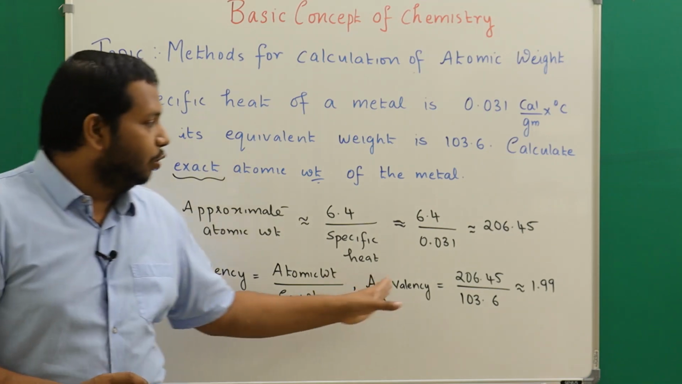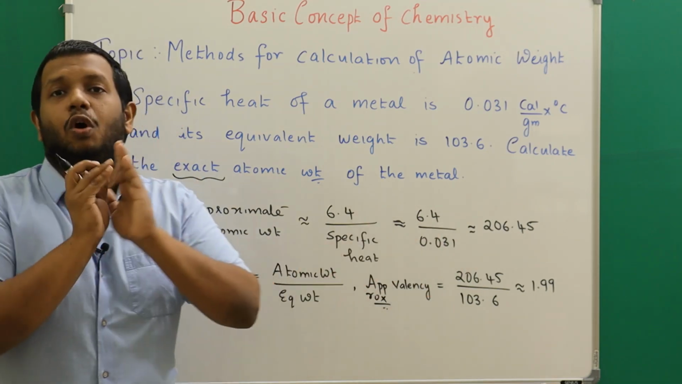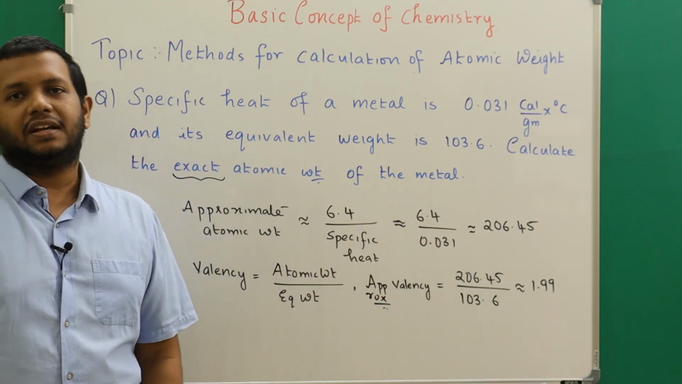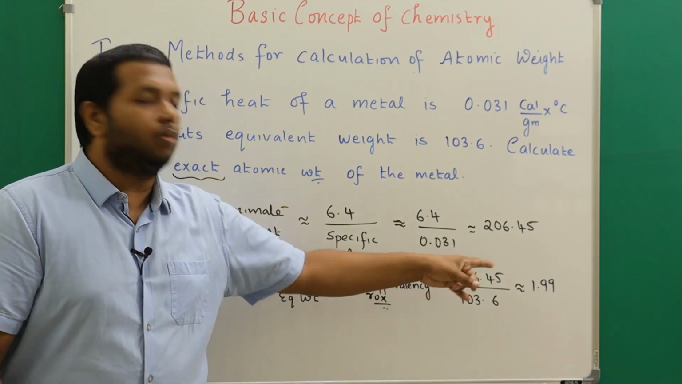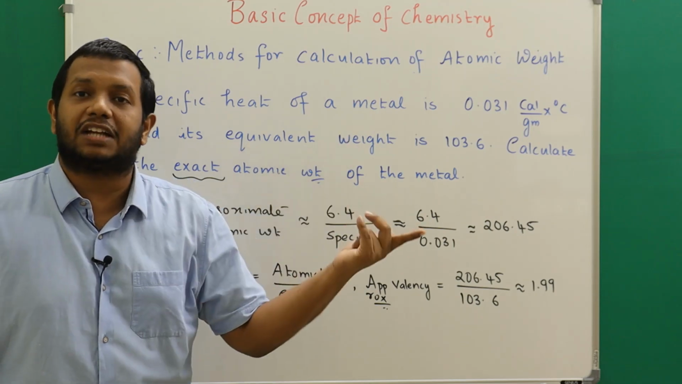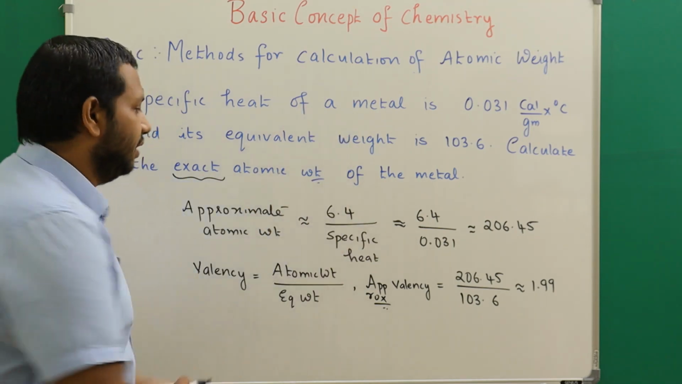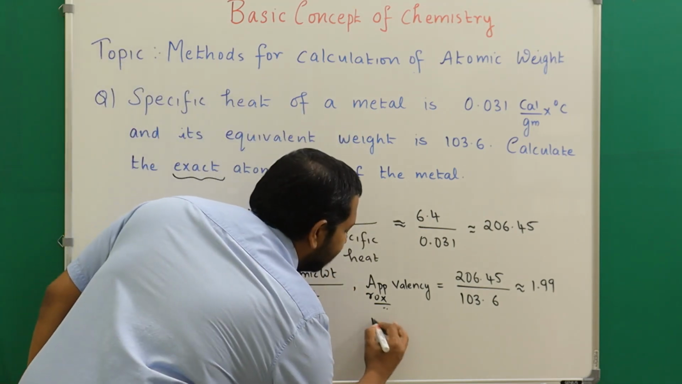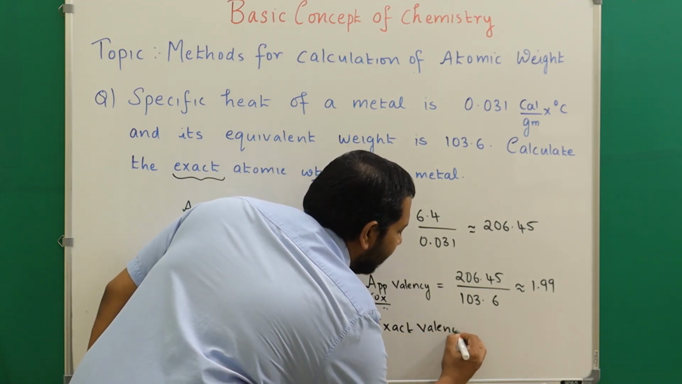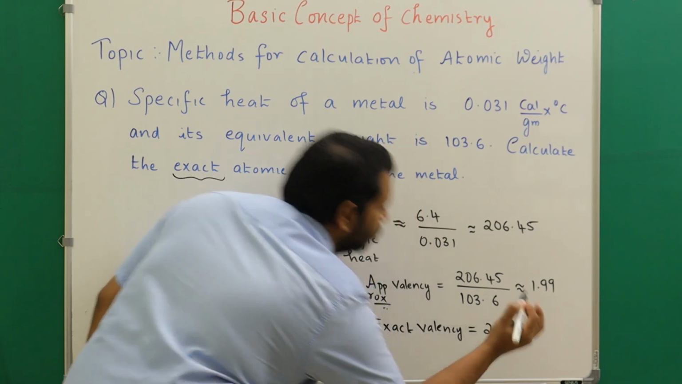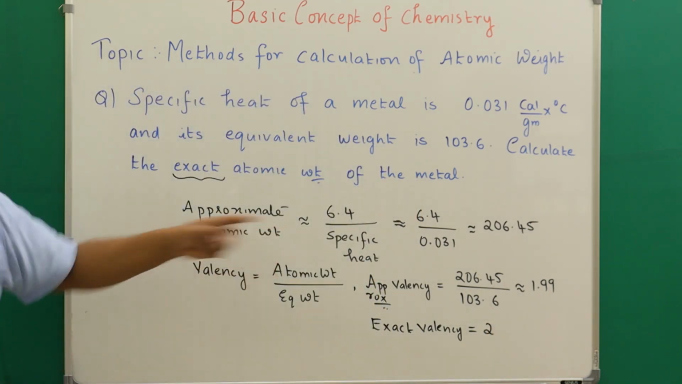Now tell me, you know that 1.99 is not at all a possible valency, correct? Because valency cannot be any fractional number. So we will round this to 2. Then it will become the exact valency. So this can be written as exact valency is equal to 2.